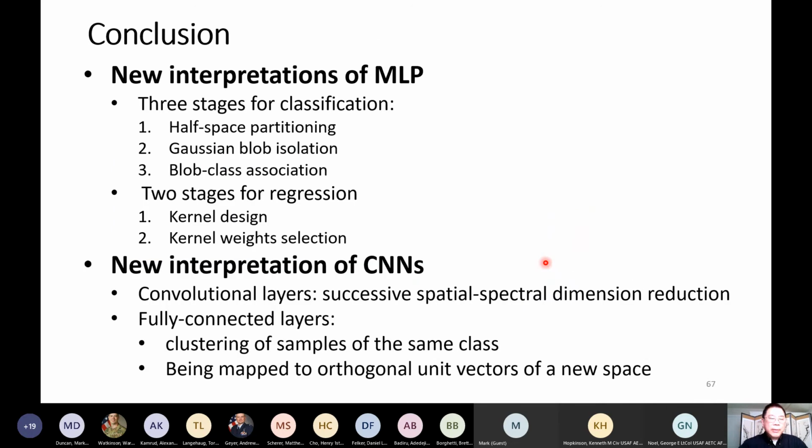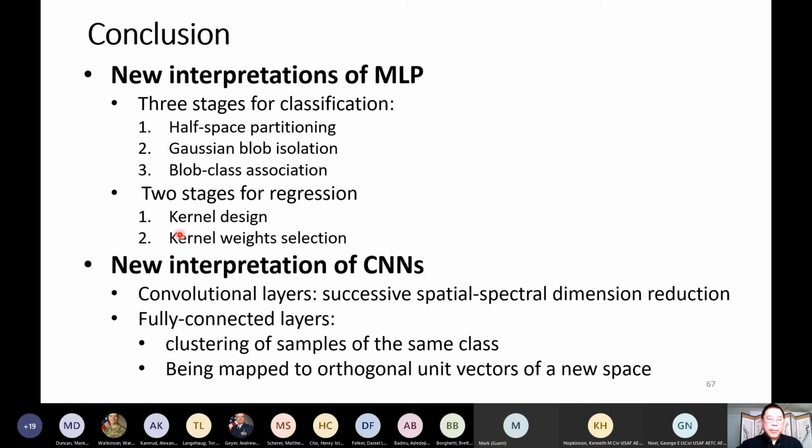The conclusion here, basically I try to say, is that MLP can do the classification job, and there are different interpretations for each layer. The first stage tries to do half space partitioning. The second stage tries to isolate Gaussian blobs. And the third stage tries to do the blob class association.